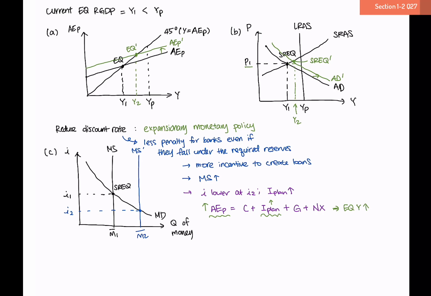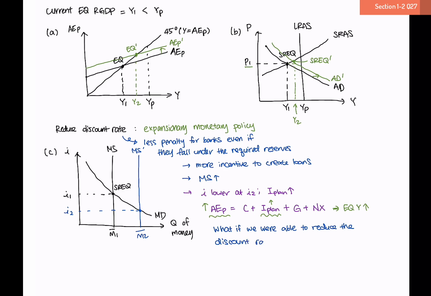Well, what if we were able to reduce the discount rate by the right amount so that we were able to get rid of the output gap entirely? Because as we can see from the ADAS model, our output is lower than the potential output, which implies that we are in a recession. We have a recessionary gap.